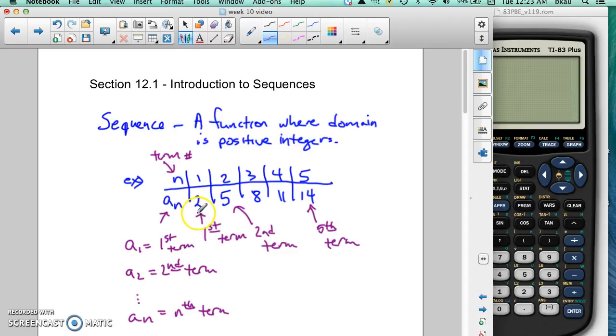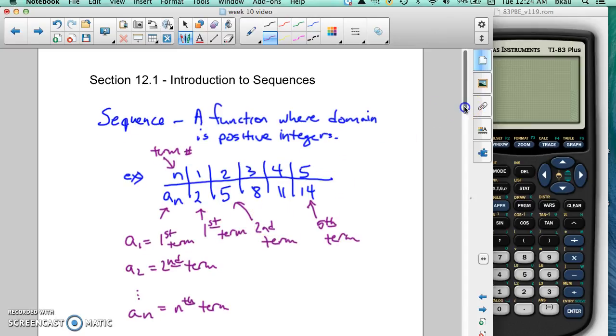Now a sequence can have a pattern, and most of them have some kind of pattern, so we can make some kind of prediction of what happens in the future. So that is what a sequence is, and some of the notation that you're going to be dealing with. The nth term and the term number. So a sub 1, a sub 2.